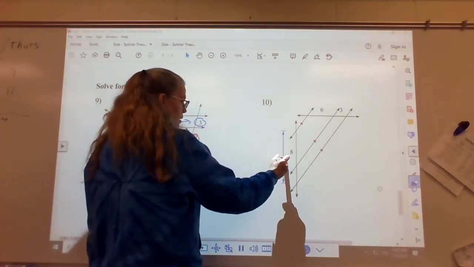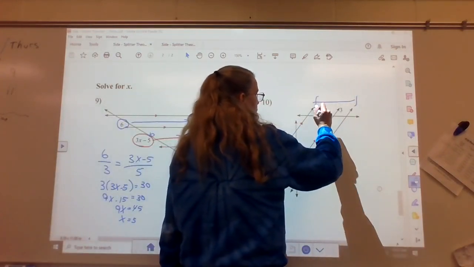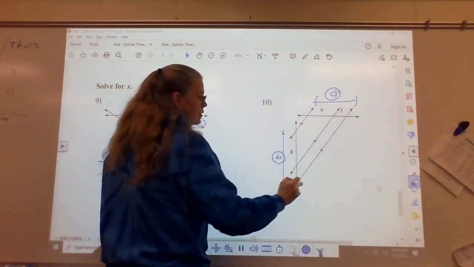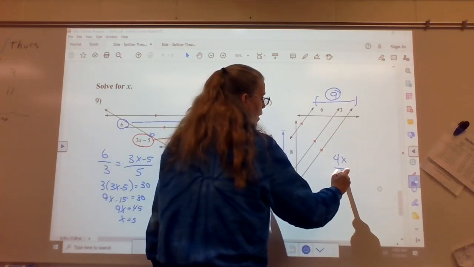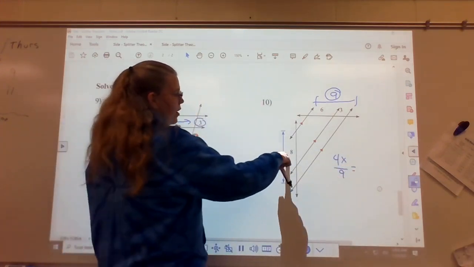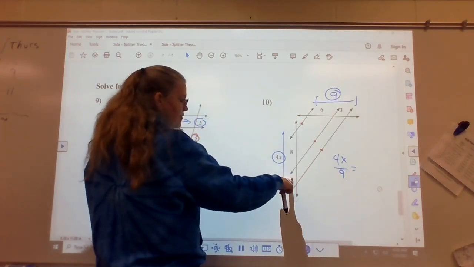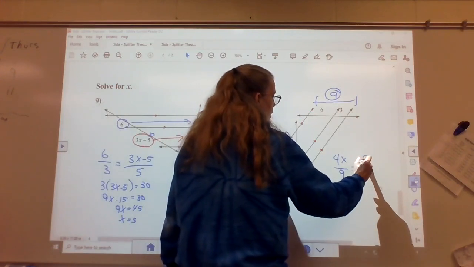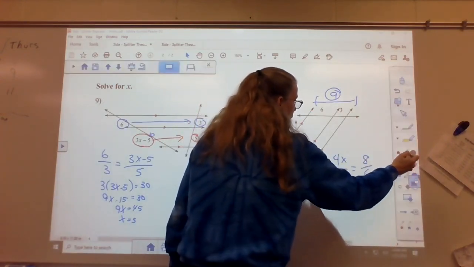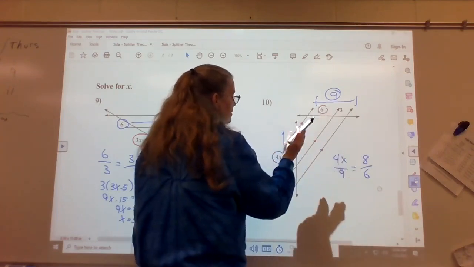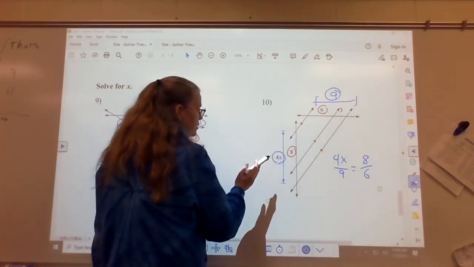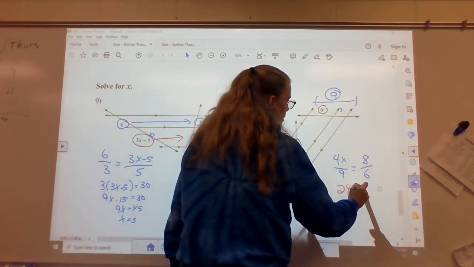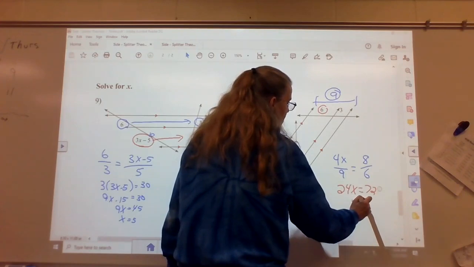Total side, which means I need the total side there. 6 plus 3 is 9. So 4x can line up with the 9. Equals, now 8 and 6 can line up. I don't have anything here, so I don't really have anything to line up with the 3. So I can do the 8 and the 6. 8 lined up with 6. I kept going this direction. Don't change directions. 4x, 9, 8, 6. So 24x equals 72. X equals 3.